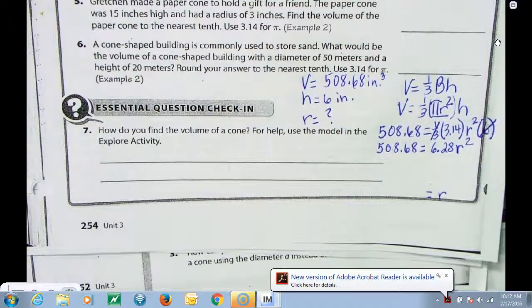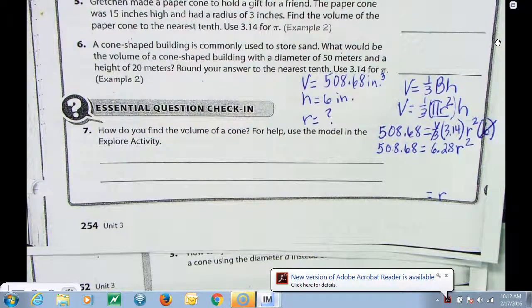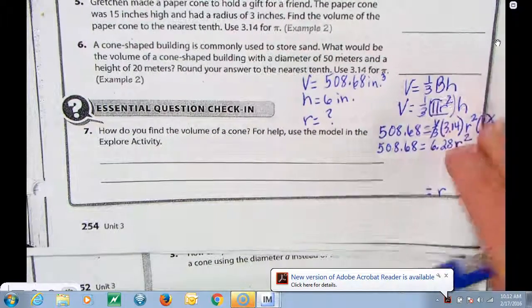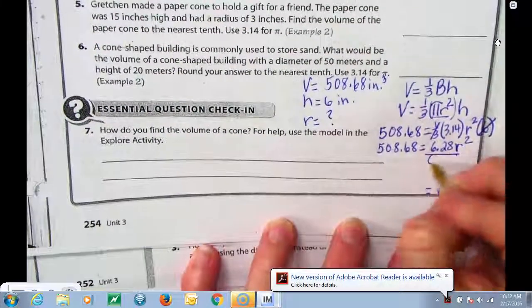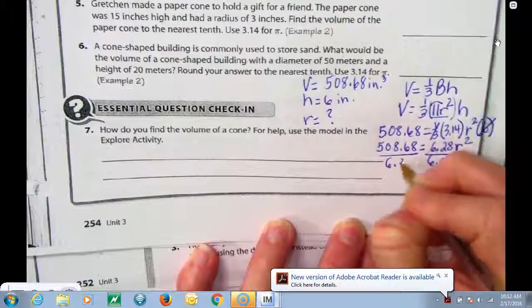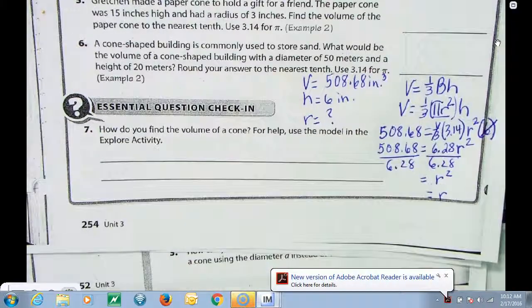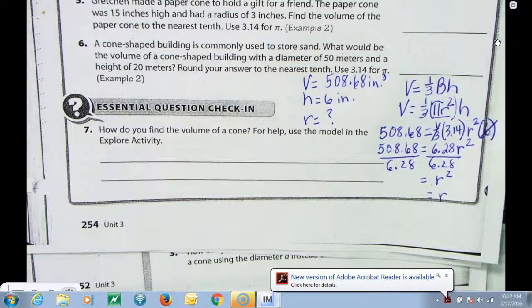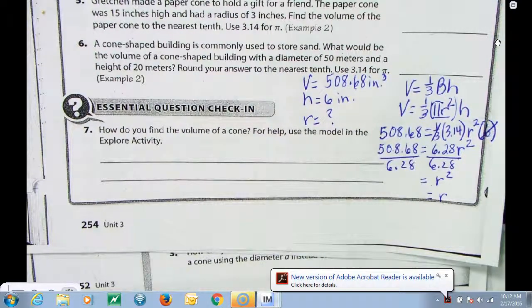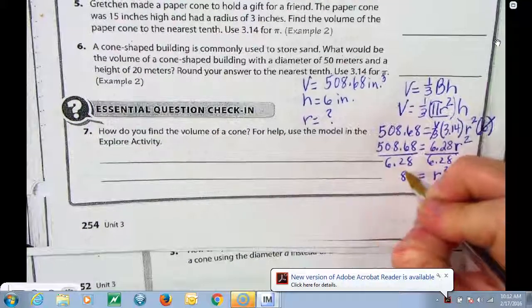Now what do I do to get rid of the 6.28? Why divide it? It's multiplied. So if it's multiplied, then we've got to divide. Okay, what did everybody get? 81.